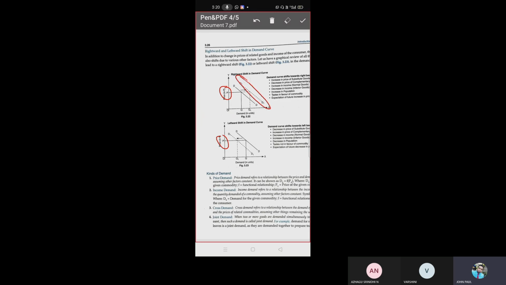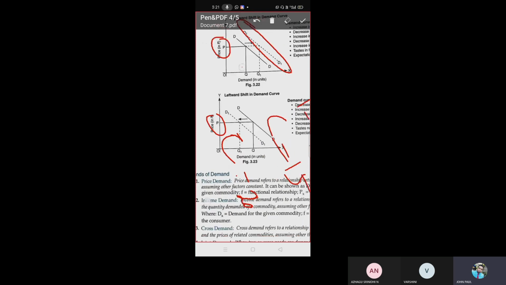First one is an increase in the price of substitute goods. Say substitute goods: tea 10, coffee 15. When the price of the substitute goods increases to 20 rupees, what will happen? The consumption of tea will increase.